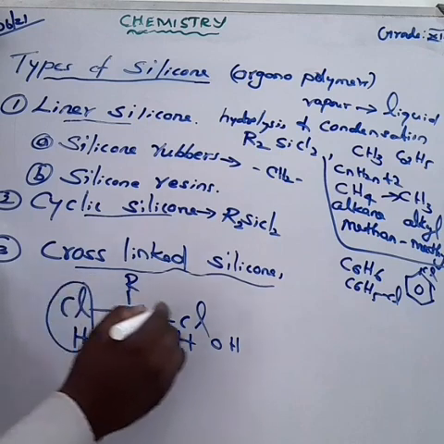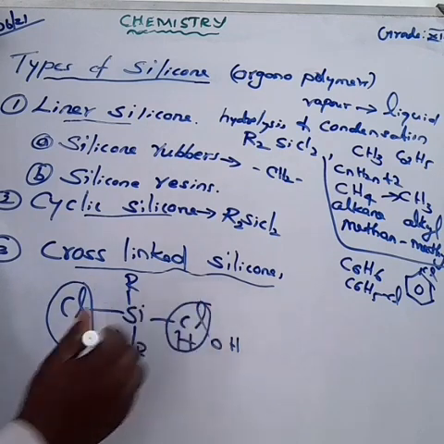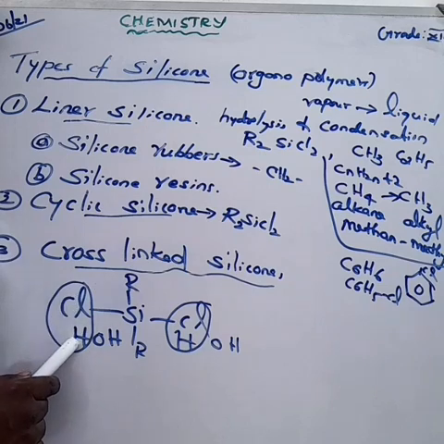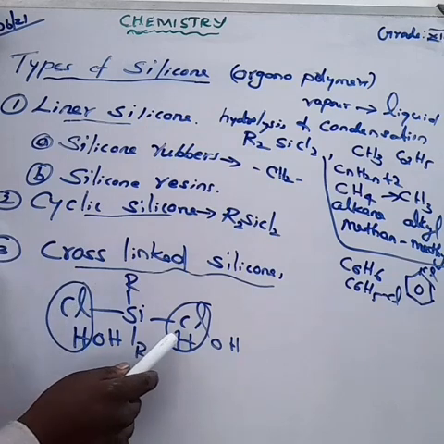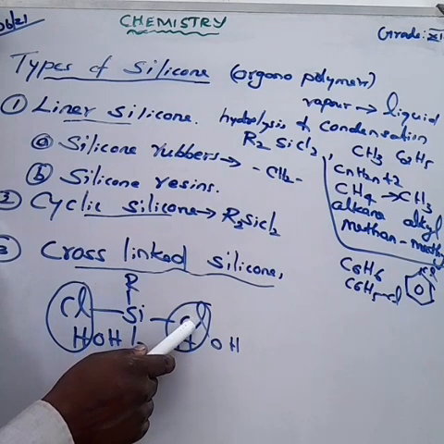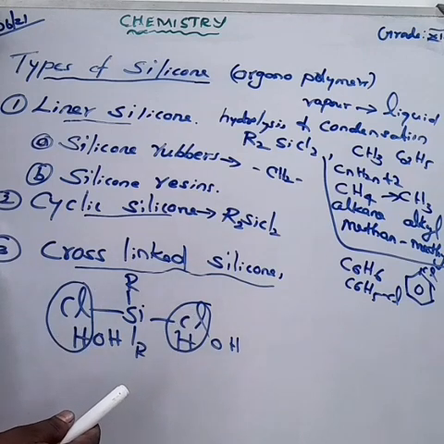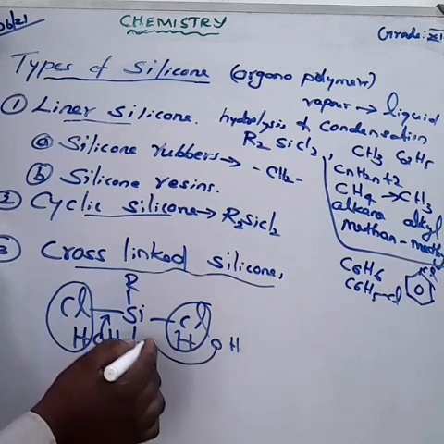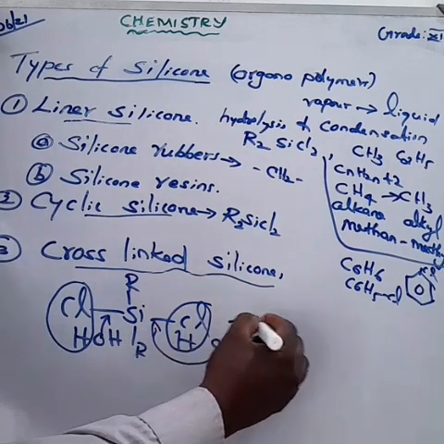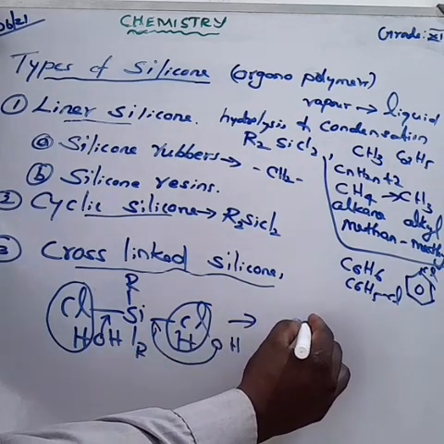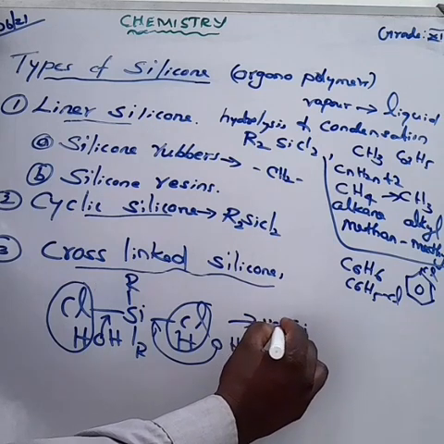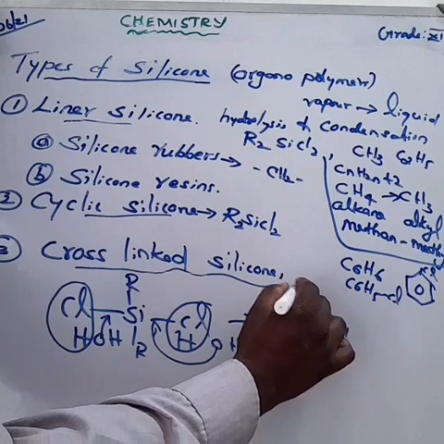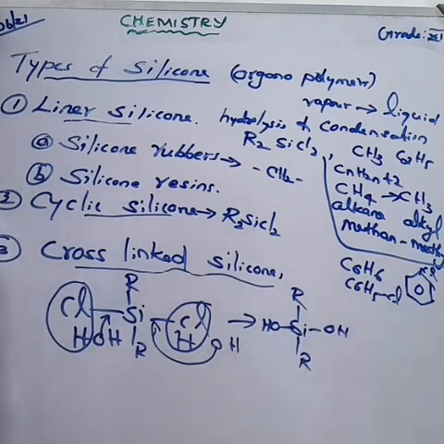When it undergoes reaction, what happens? The hydrogen combines with the chlorine. We get HCl. And on the other side also hydrogen combines with the chlorine. What is the product? HCl. So this OH will be attached here, and this OH also attached here. What is the product? HOSiOH, with R and R attached. This is one of the products.